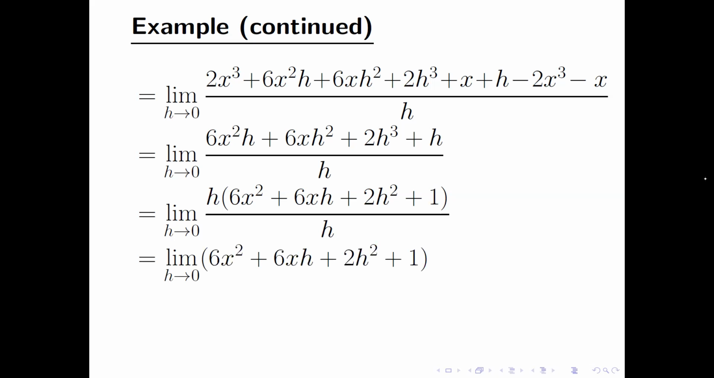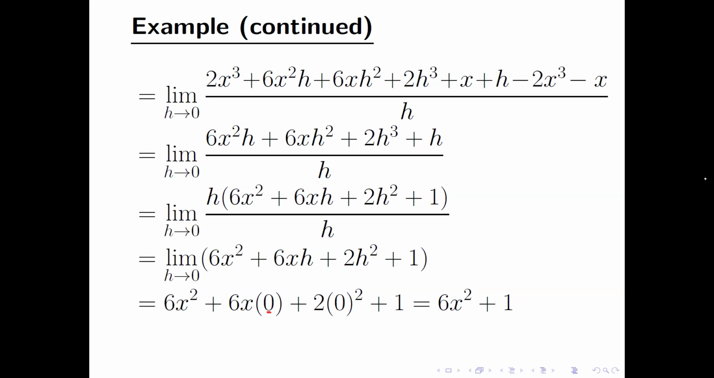So again, when h approaches 0, it means that where there is h, we are going to replace it with 0. But it doesn't mean that h is equal to 0. It means that h goes closer and closer and closer to 0. So where there is h, we are going to replace our h with 0. Then we're going to be left with 6x squared plus 1.